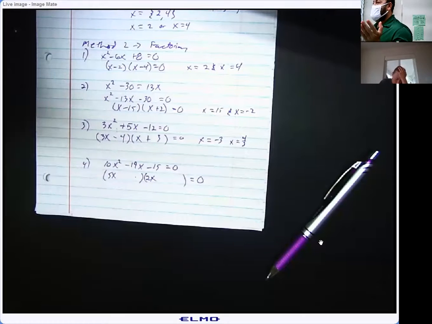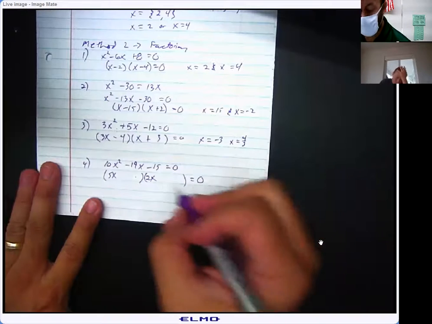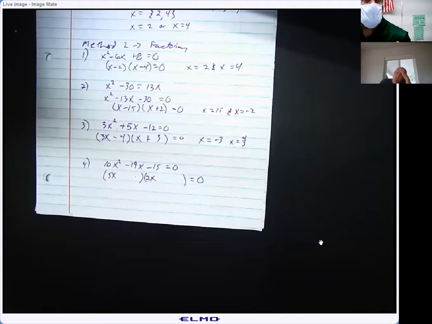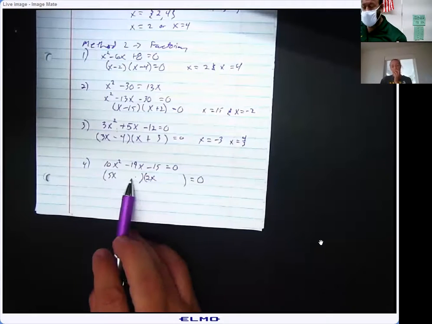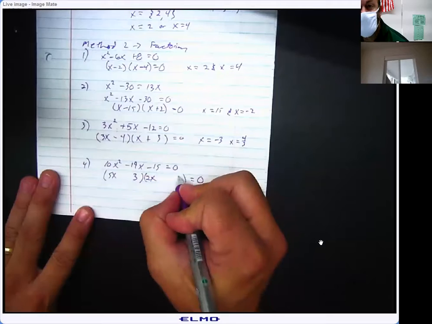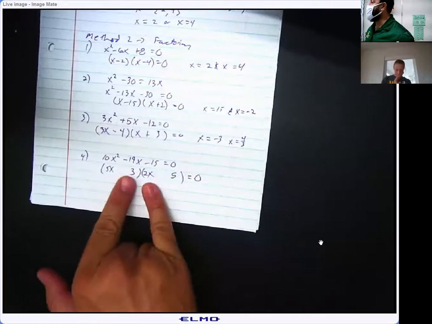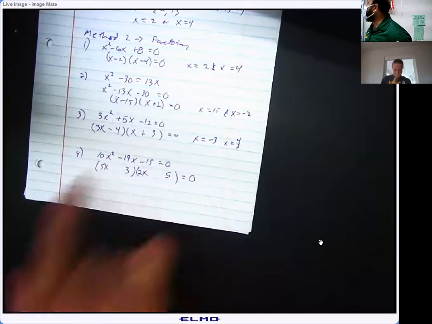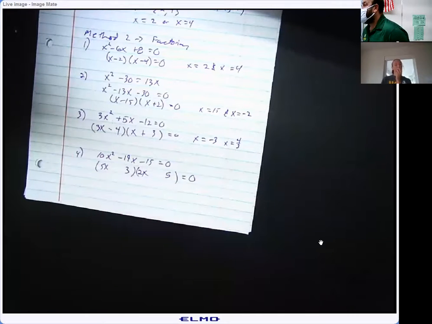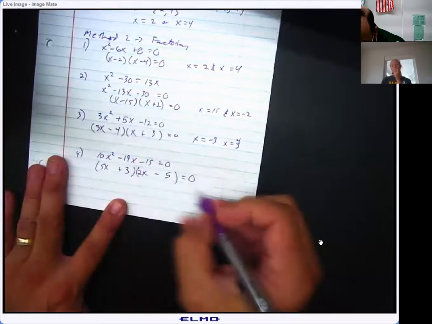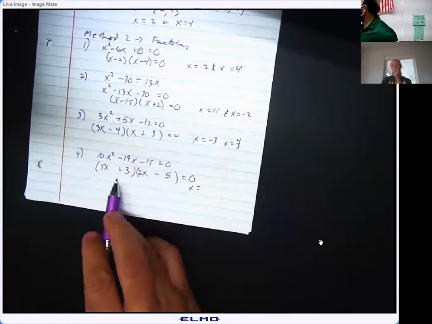Did anybody come up with good factors? 5x. Say it again. Yes, it is. But what's going to go here? A 3 on this one and a 5 on that one, right? Now, what I can see on the outside is a 25 and a 6. How can a 25 and a 6 make negative 19? The negative on that 25 and a positive on that. So the two answers are what?